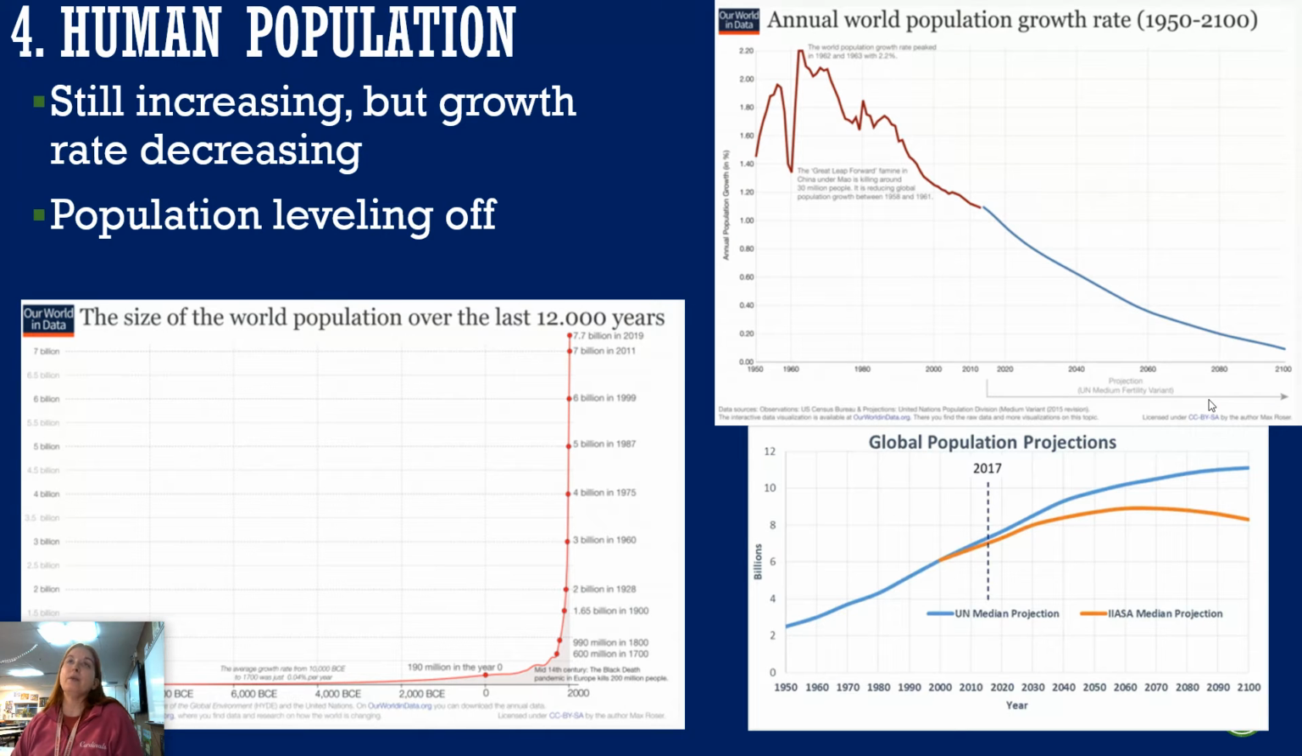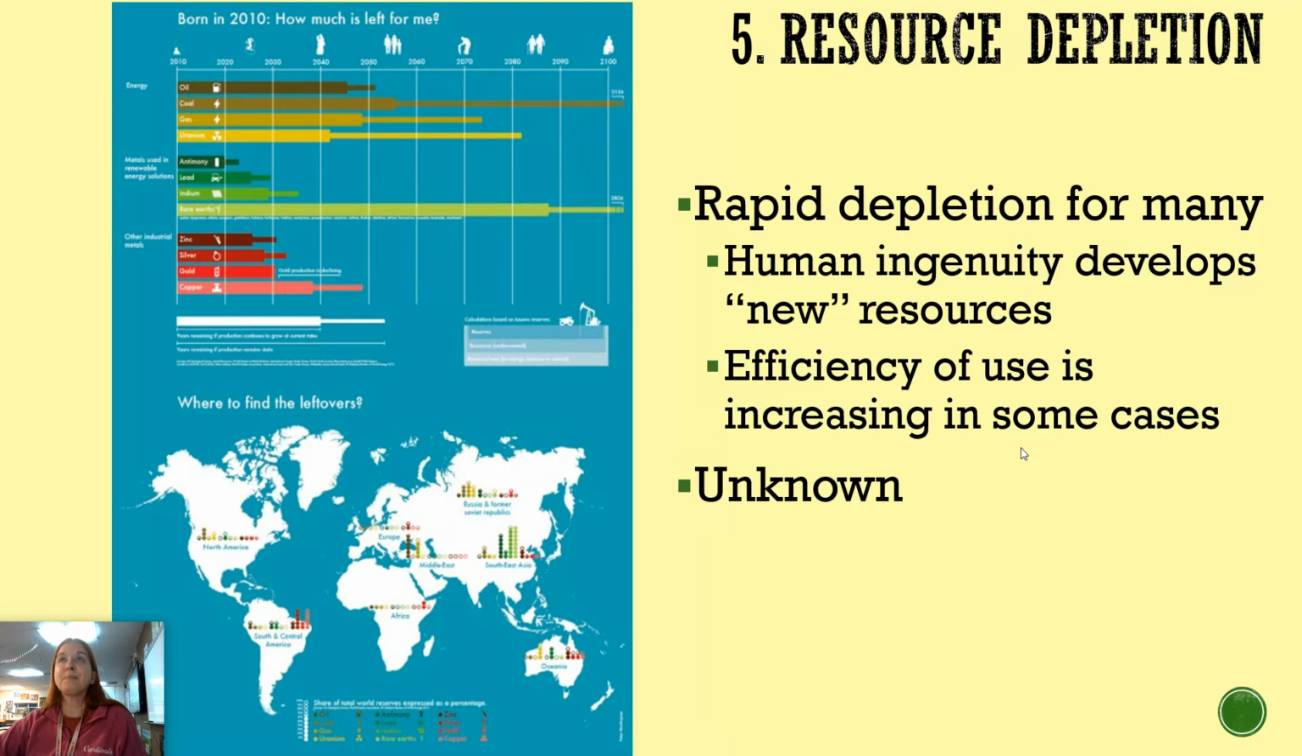Human population. We keep making babies. Still increasing, but the growth rate is decreasing. Population is leveling off. Remember, you need to make 2 babies. One to replace you, one to replace your mate. Try not to make too many more than that. And that will definitely help with the human population thing.